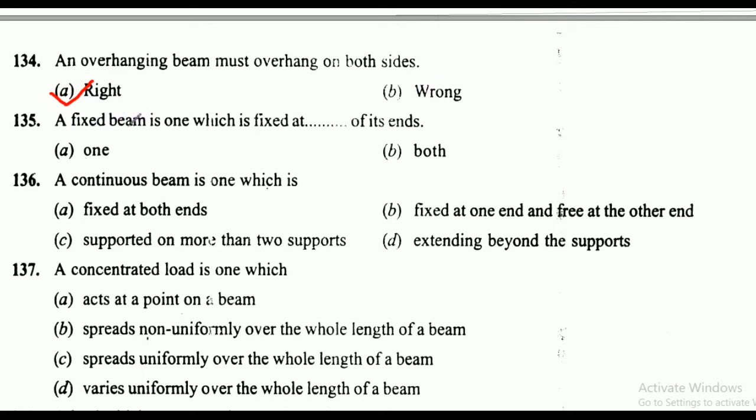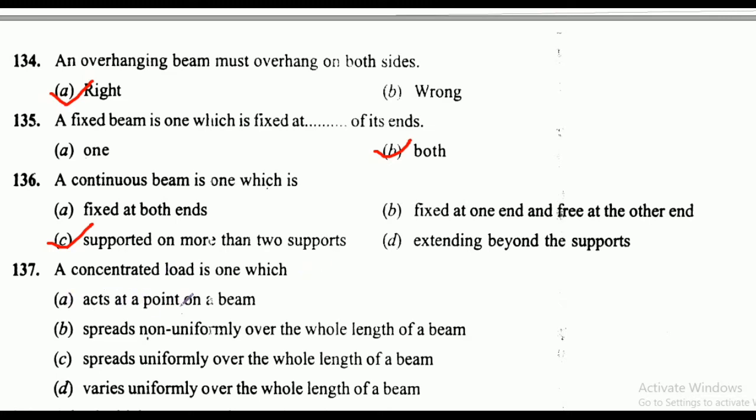Next is a fixed beam is one which is fixed at a dash of its ends. Here friends, options are one or both. Here correct answer is option B, that is both. Next is a continuous beam is one which is, here friends, these are the options, and here correct answer is option C, supported on more than two supports.